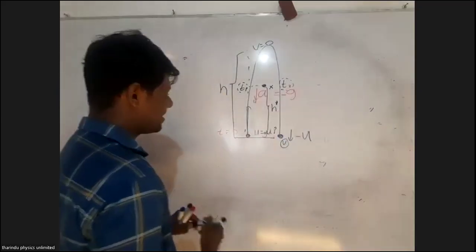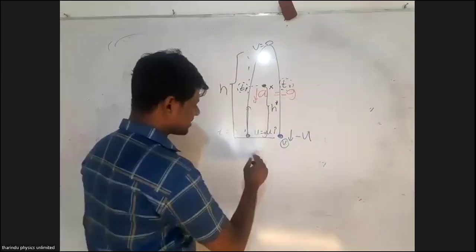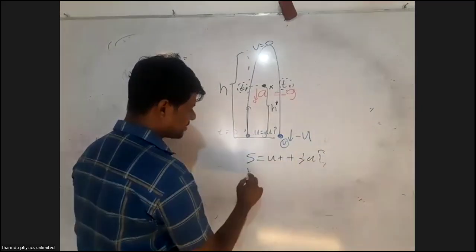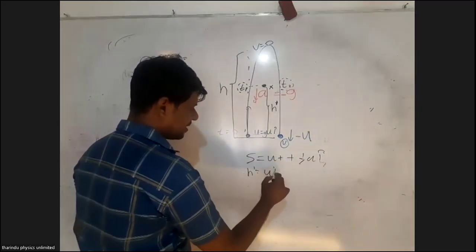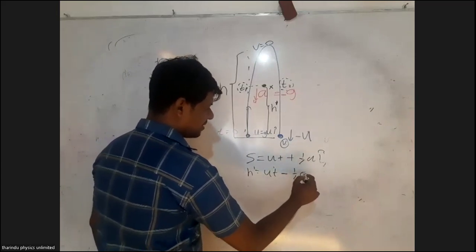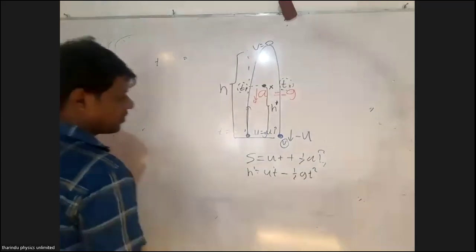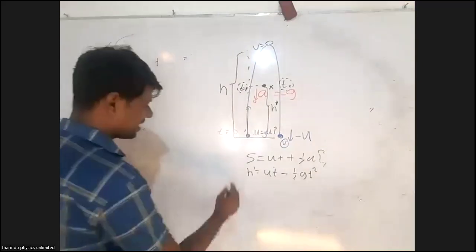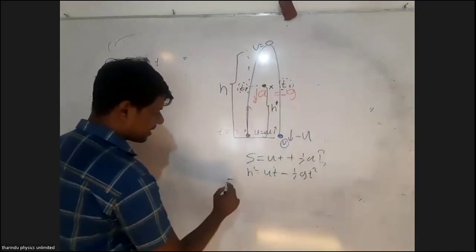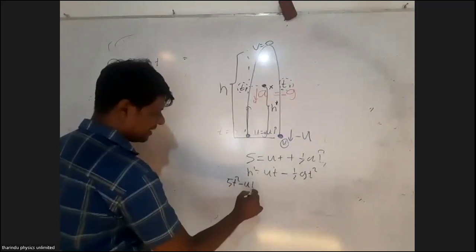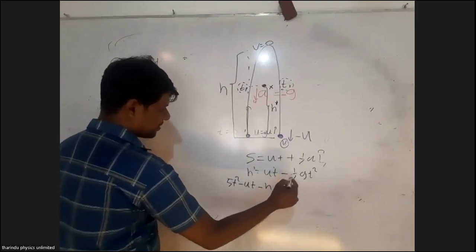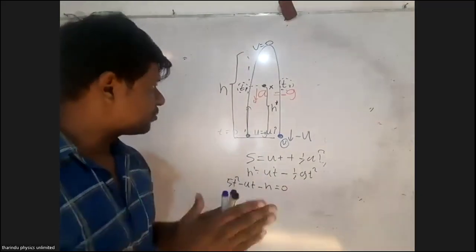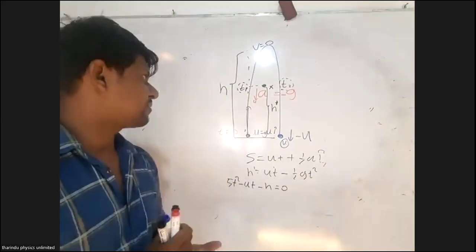So I told you it is S dash. So you can just apply the equation S equals UT plus half AT square for this type of thing. H dash is equal to UT minus half gt square. So when you solve this, you can find the answers in a quadratic equation. You get 5t square minus ut minus h equal to 0. Then you have to solve this quadratic equation and find two positive values for t1 and t2.